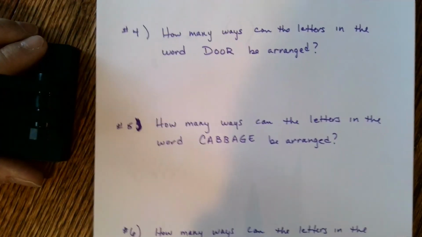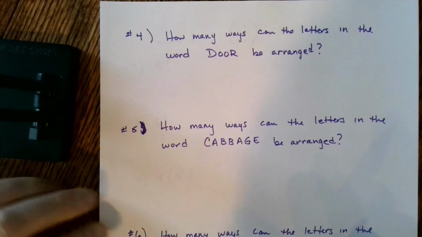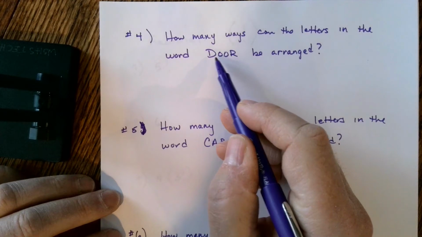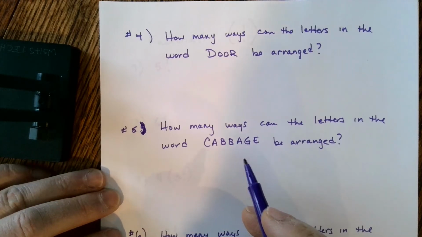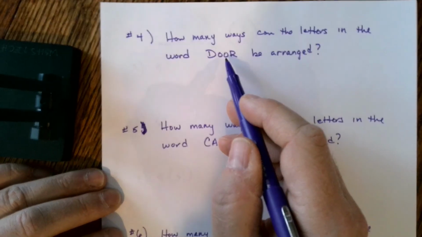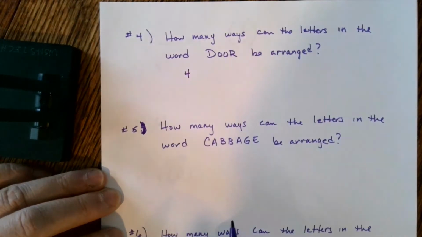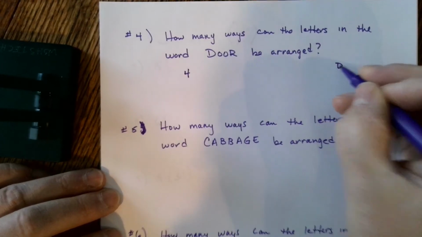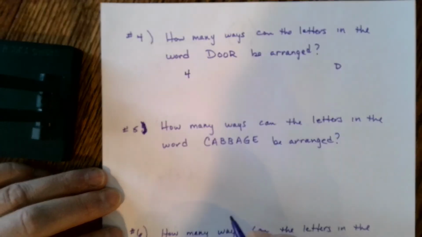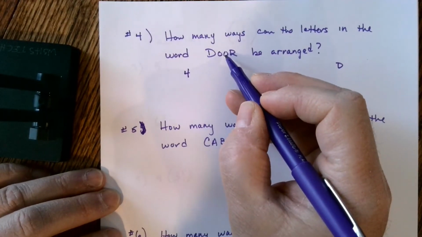Sorry about moving things around. How many ways can the letters in the word door be arranged? Well, again, very quickly, there are 4 letters in the word door. So no matter which one I pick first, D, O, O, or R, my first choice is going to be 4. So let's say that I did pick the D first. Now I have 2 O's that are left, and an R.